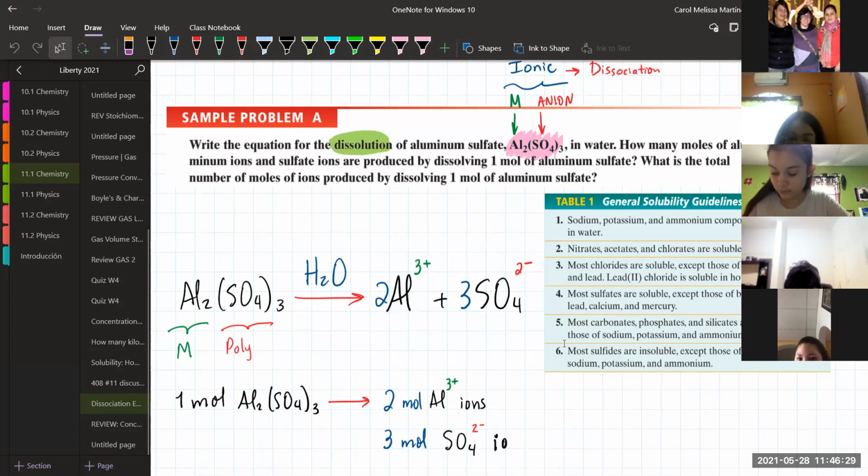That's everything that is being produced, okay? To answer the first question, you say, okay, there are produced two moles of aluminum ions and three moles of sulfate ions, like that.